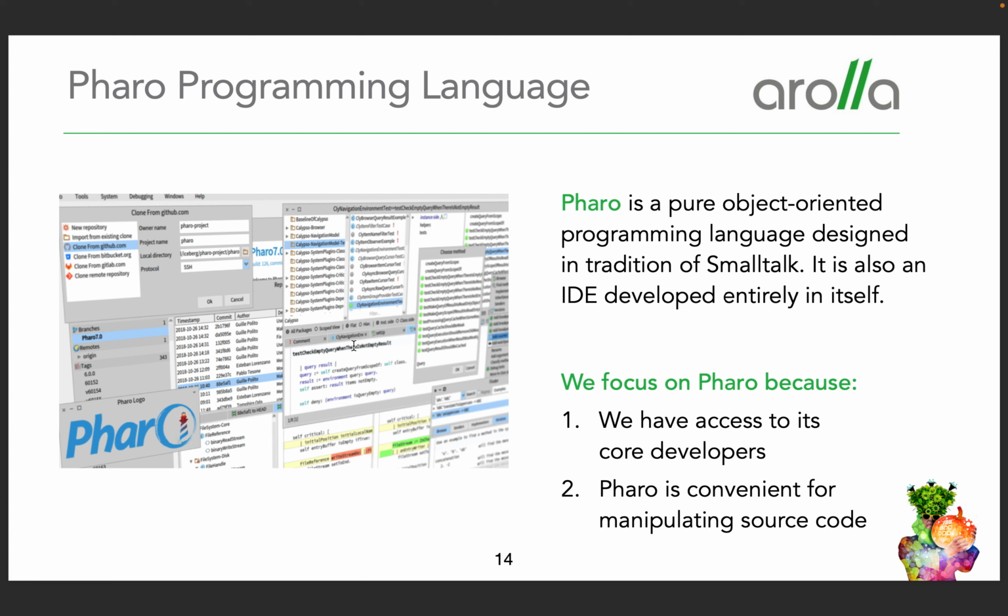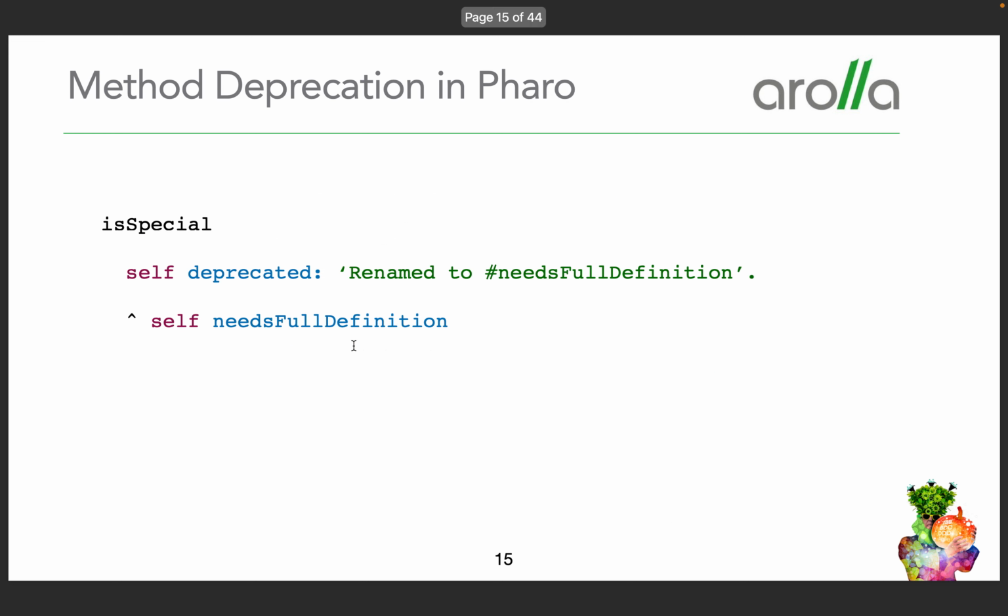Second reason is that Pharo itself is very convenient for manipulating source code. It provides very nice tools for building abstract syntax trees, for parsing source code, for parsing the commit history, for accessing different parts of code. Like this, it makes it more convenient for us to analyze the code and to communicate with the code.